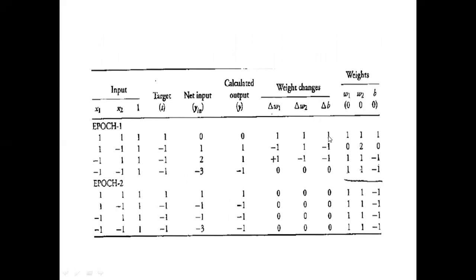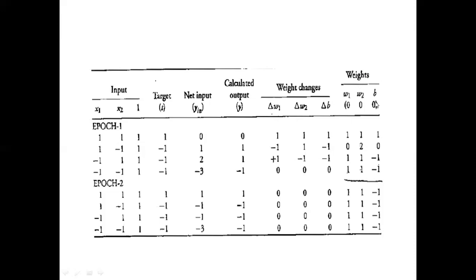Next, we just compute the values of these. In the next slides, we have seen that the values are -1, 1, and -1. We apply the same rule over here, and in the third case, this will be 1, this will be -1, and this will be -1, and in the fourth case, this will be 0, 0, 0.